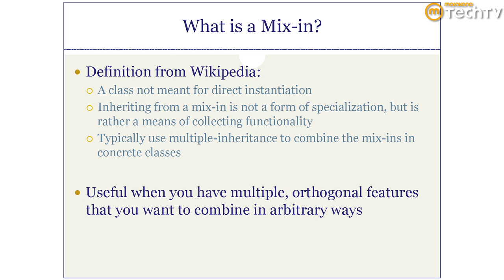But it's basically a class that's not meant for direct instantiation and where you're not using the inheritance for specializing classes, but rather using it to basically collect different functionality. And you typically use multiple inheritance to combine your mixins together. This is useful when you want to have multiple orthogonal features that you're going to combine in arbitrary ways.